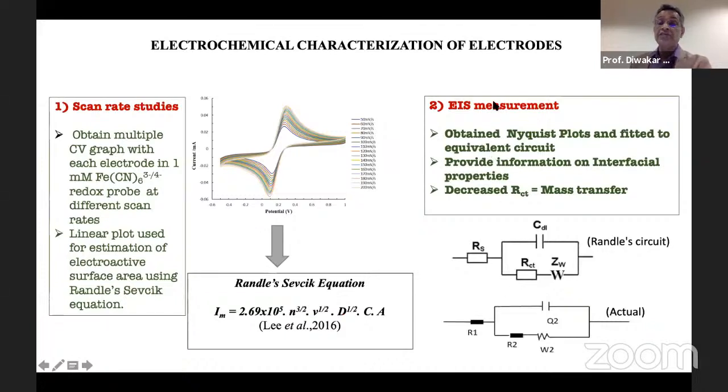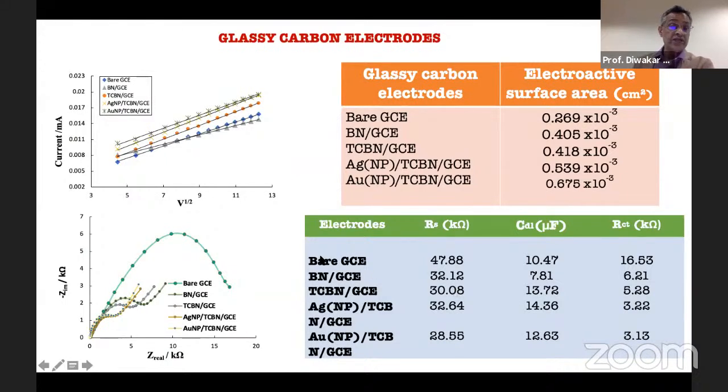On the other hand, the EIS measurement that we have conducted uses the Nyquist plot with the equivalent circuit: this is the solution resistance, the double layer capacitance, and then the charge transfer resistance and the Warburg impedance. We try to correlate with that and estimate or optimize the values of Rs, Cdl, Rct and Zw. Then we see how the modified, fabricated electrodes behave. This is the scan rate studies data.